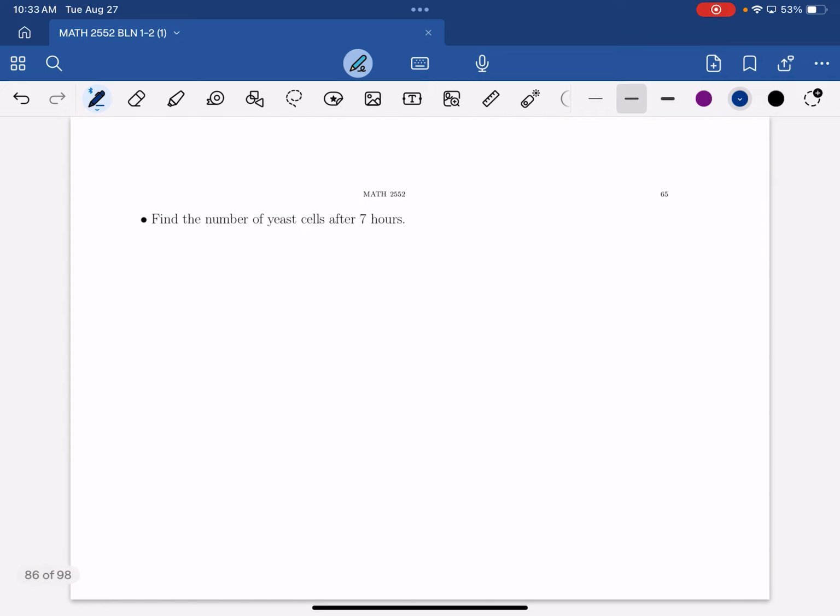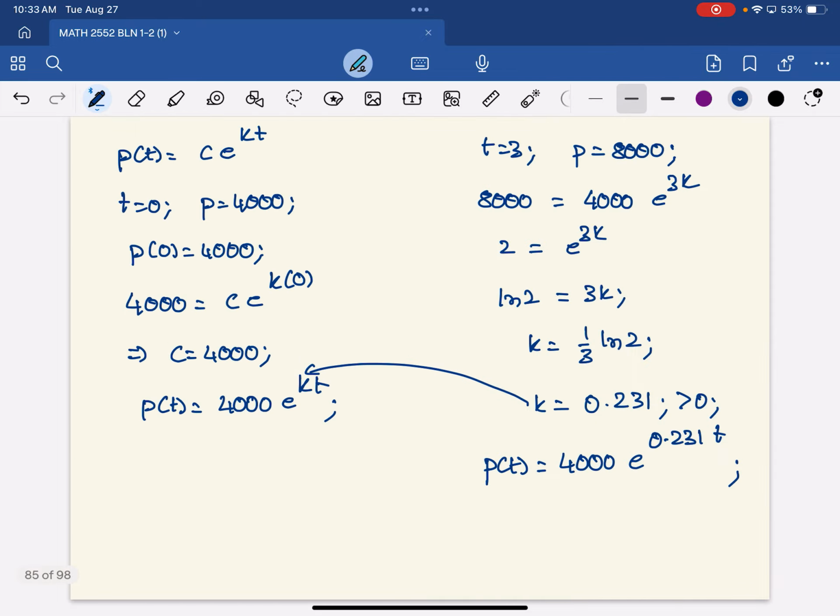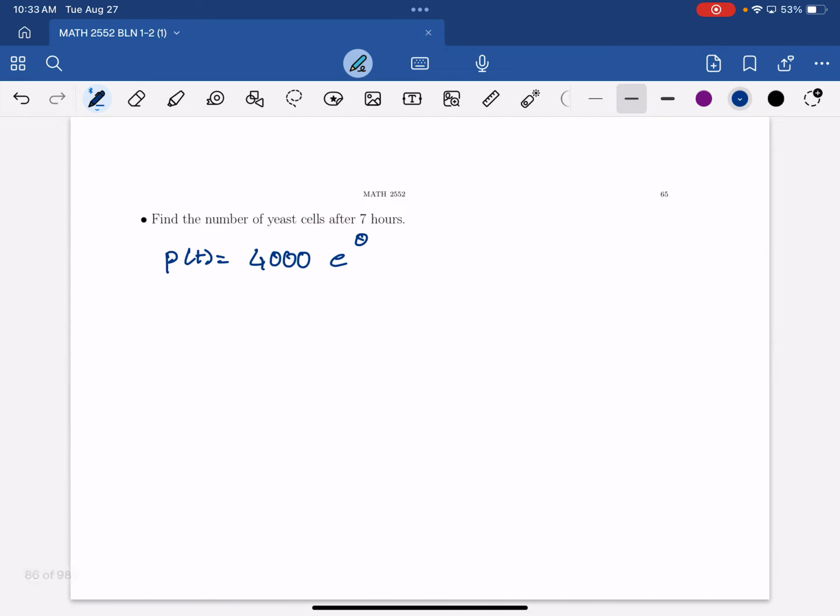Okay. So P of t is going to be 4,000 e to the 0.231 t. So what happens after 7 hours? P of 7 is going to be 4,000 times e to the 0.231 times 7. You can evaluate it like that.